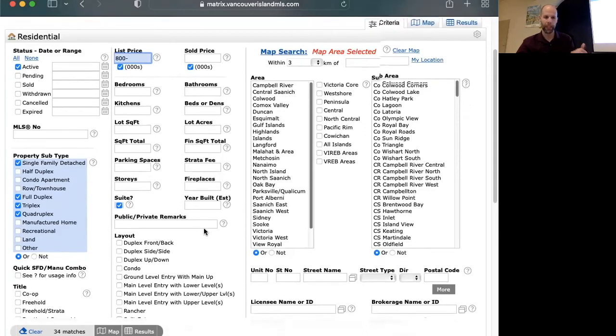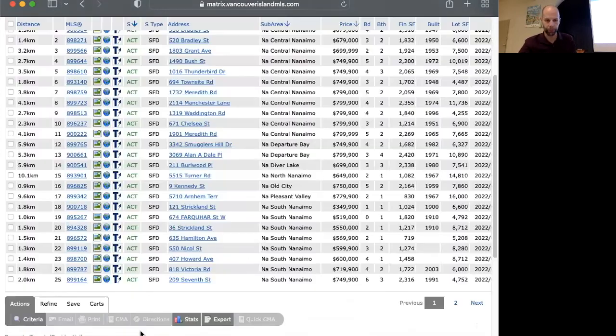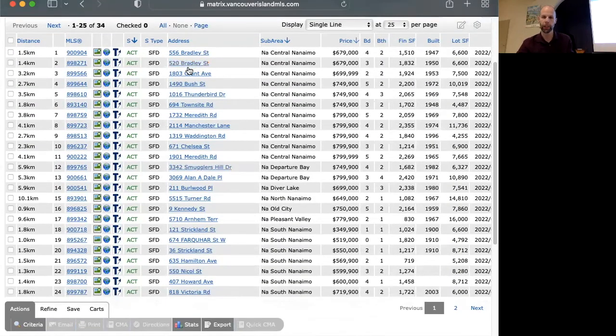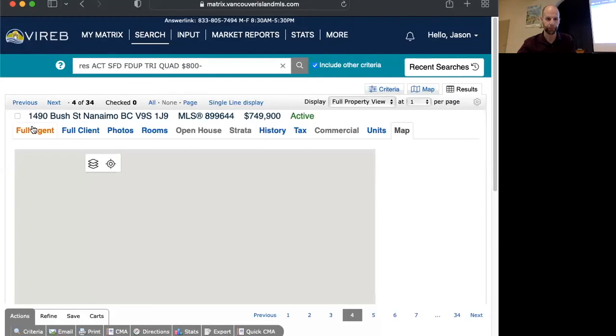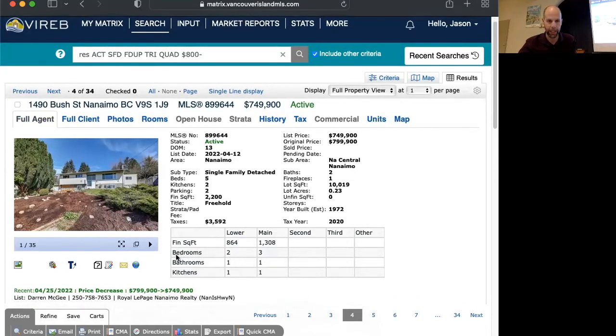Now, what I can typically do is from the results, I can set up an automated search. So these are the results. So I can look at them either in this order, or I can look at them as a map, and I can search through them one by one, look at the listings. It's going to give me the info. Here you go. Here's a suite. You can see 2 kitchens. Price decrease from $799 to $749. So there you go. It's happening.